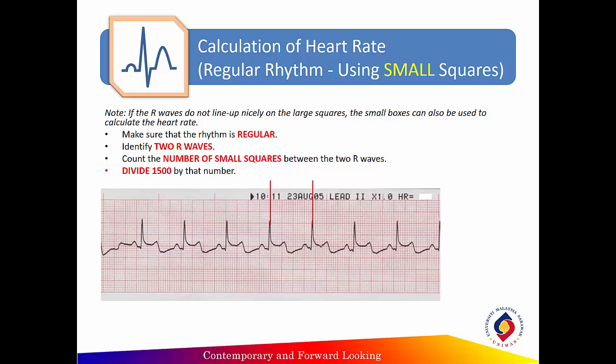Now, count the number of small boxes which fall between the two marked R waves. In this case, 19 small boxes or squares. Now, divide 1,500 by that number. You should calculate that the heart rate in this rhythm strip is 79 beats per minute.